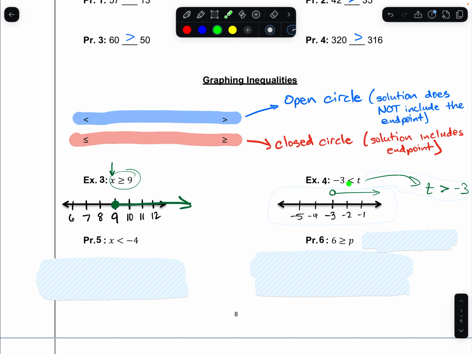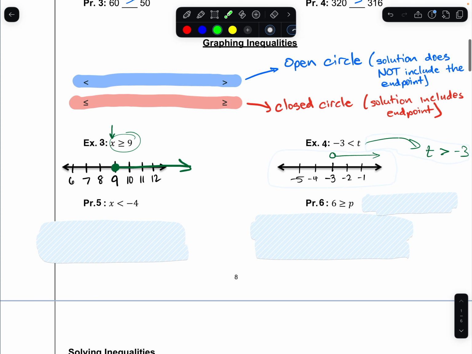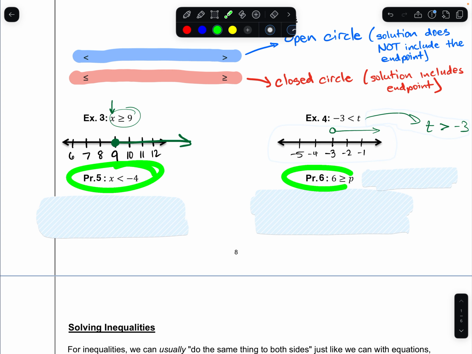If you don't like thinking of it that way, picking test points, you can always rewrite it with the variable on the left-hand side. And then we have t is greater than negative 3. If you prefer to think of it as greater than shades to the right, that's only true as long as you have your variable on the left-hand side of your inequality. Okay, try these two practice problems on your own, and then come back and check your work.